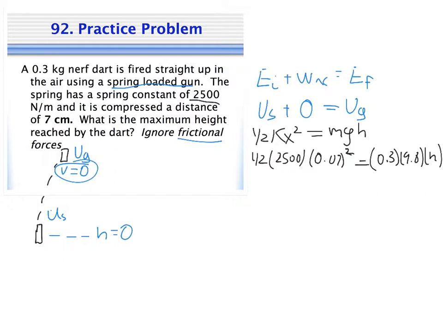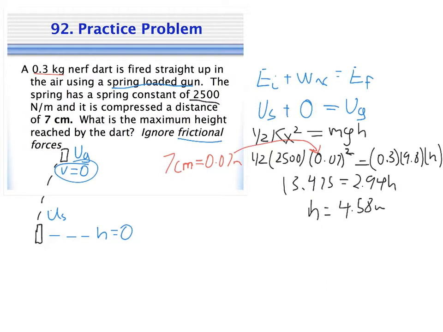My x, my distance stretched or compressed, is 7 centimeters, but we need to convert that to meters, which is 0.07 meters, which is why I'm plugging that in right there. My mass I know is this 0.3 here. I know 9.8, of course, and I'm looking for my height. So I go ahead and do some math here. I find this left side becomes 13.475 equals 2.94h. And so my height here becomes 4.58 meters.